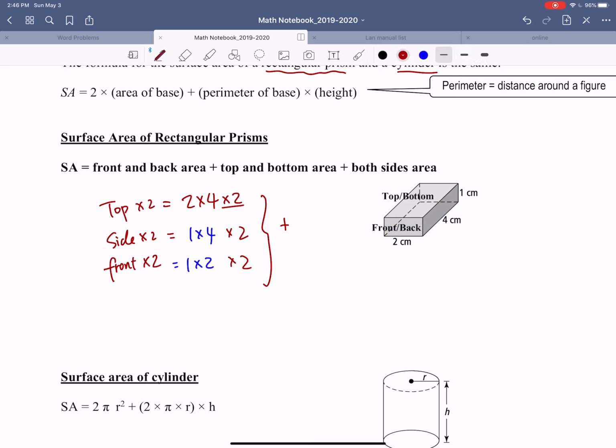So how do you calculate it? I'm just going to write it down. Here is 16, here is 8, here is 4. Then you add them up and you get the surface area: 16 plus 8 plus 4 is 28. Let's write down the unit. It's surface area, so it's squared.